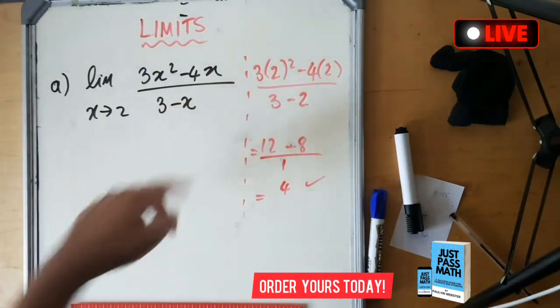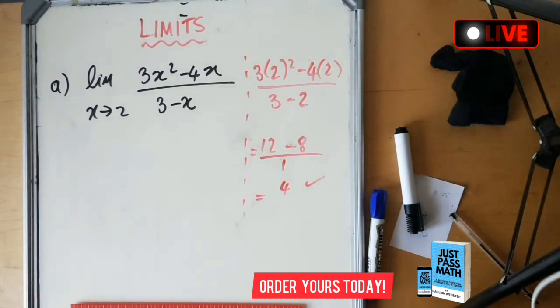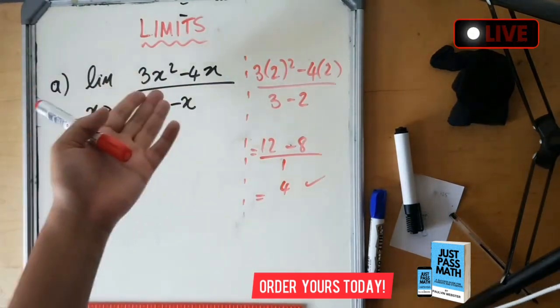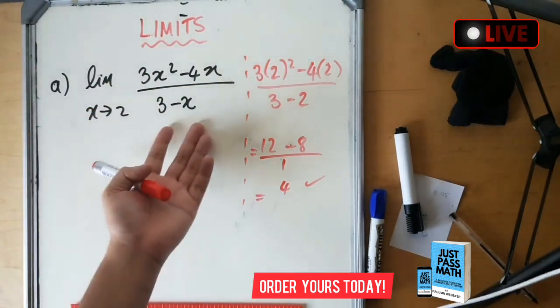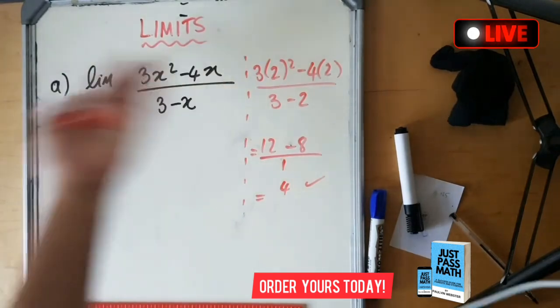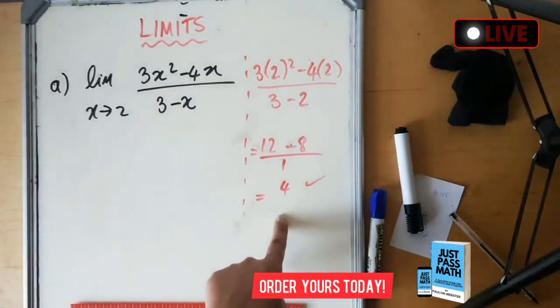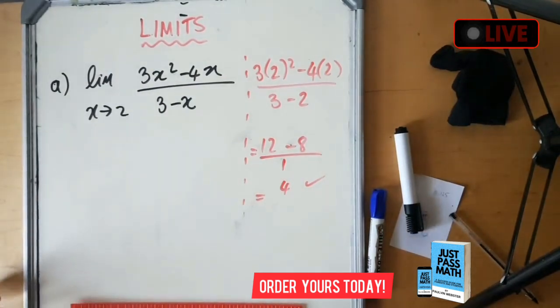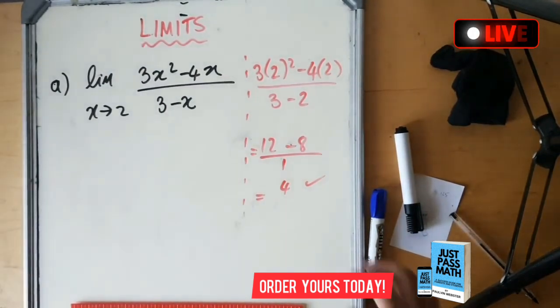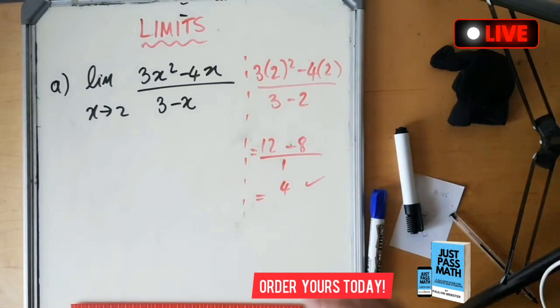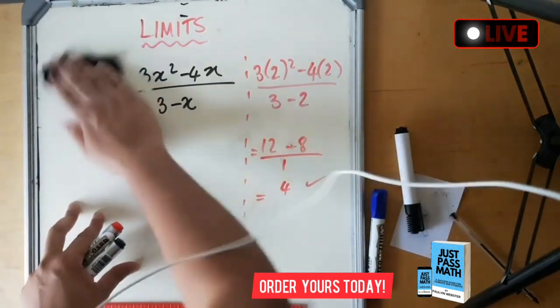As soon as we get 0 here, we have to look at something else, because on top you can factorize, but it's not going to cancel with the bottom one. So it's going to be useless to factorize the top. You're just going to substitute in 2 and your final answer will be 4. Okay, so hopefully you got 4 as the answer. Let's move on to the next one, B.